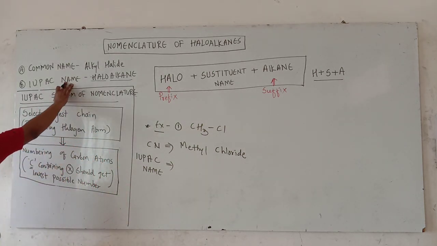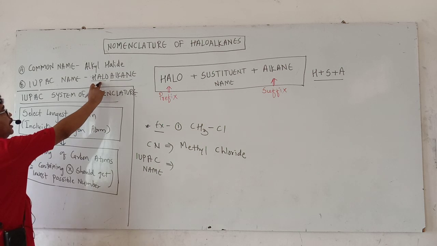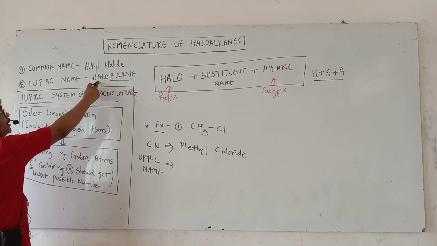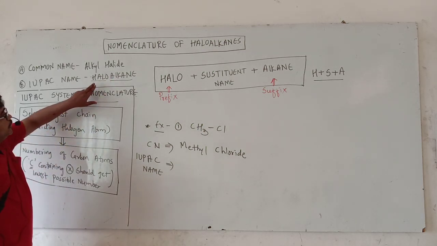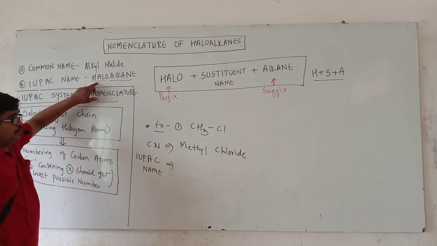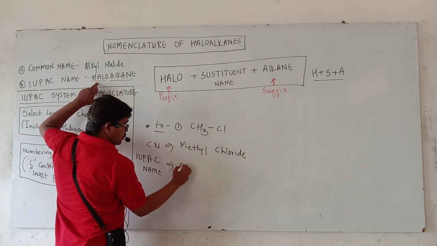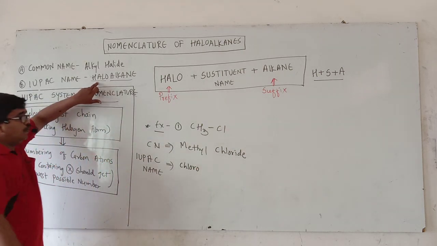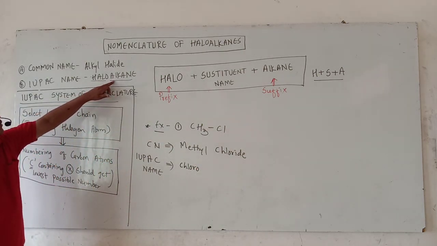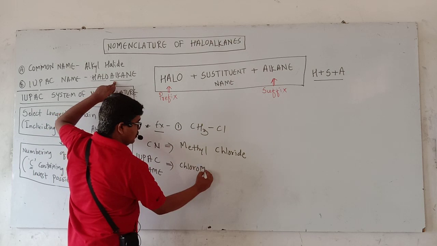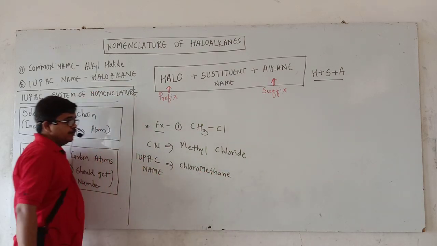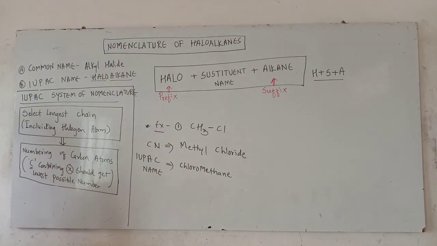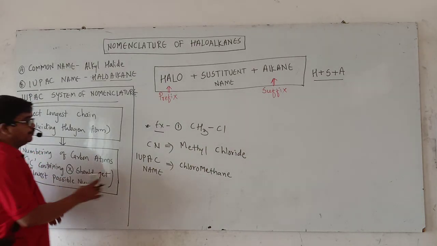IUPAC name in the form of haloalkane. So the halogen's name will be written first, then the name of the alkane. First we have to write the name of the halogen. Which is the halogen here? Halo means for Cl you say chloro. What is the name of the alkane? One carbon means methane. So its IUPAC name will be chloromethane. Now we will take some more examples.